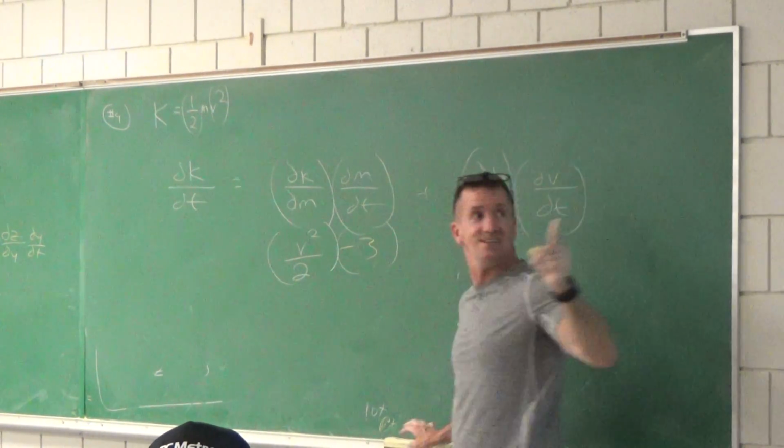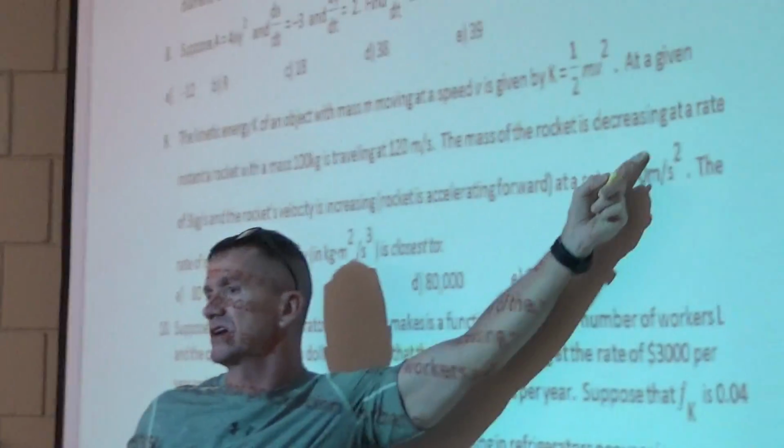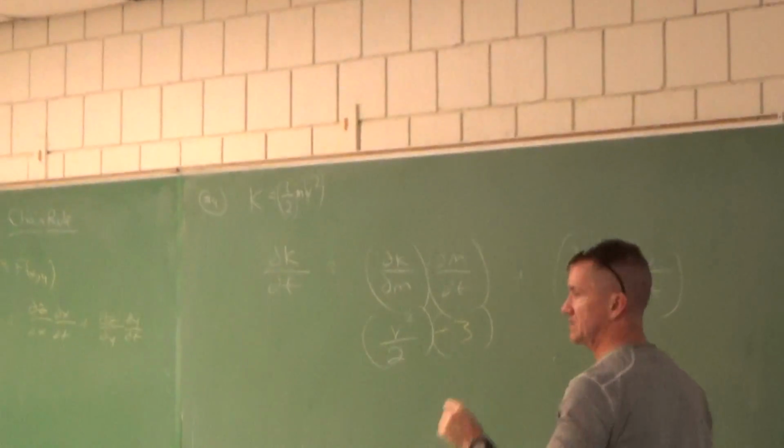Excellent. Did you hear this? He said negative. The mass of the rocket is decreasing. I don't want that to ever throw you off. Be careful when they say decreasing, because that means the rate's going to be negative.